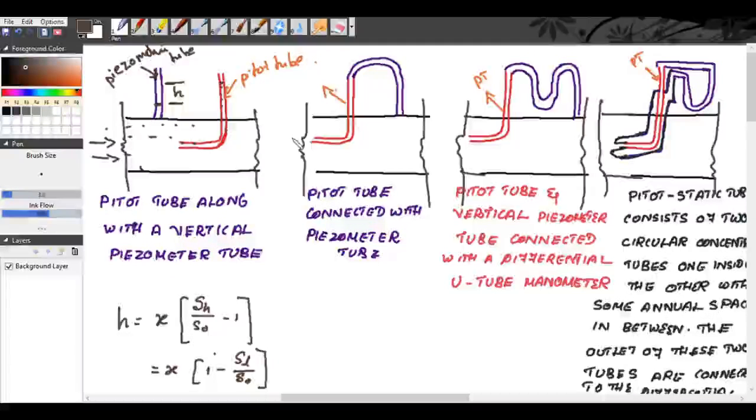The second case, again this is the direction of flow of the fluid. You have a Pitot tube, which is connected with the piezometric tube. When it is connected, your rise in the liquid level will be up to this point, and here also there will be a rise. This difference in height is taken as small h.